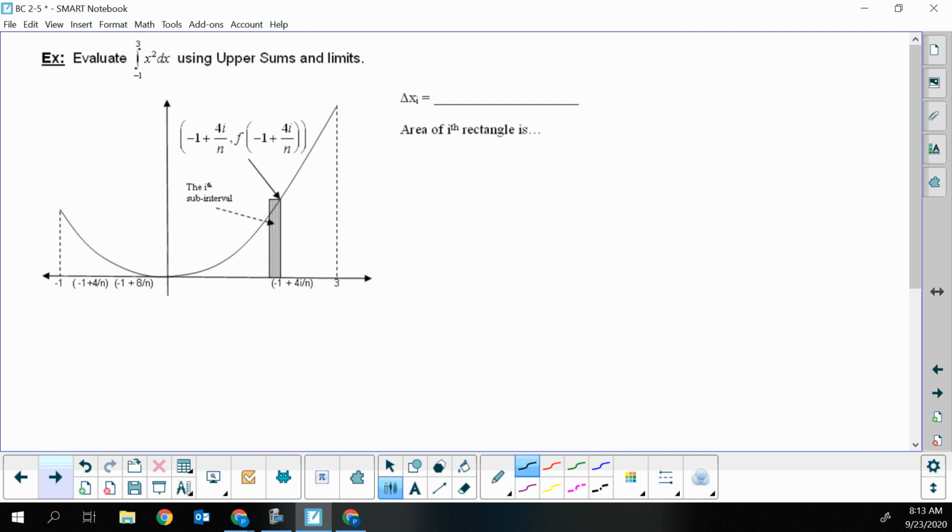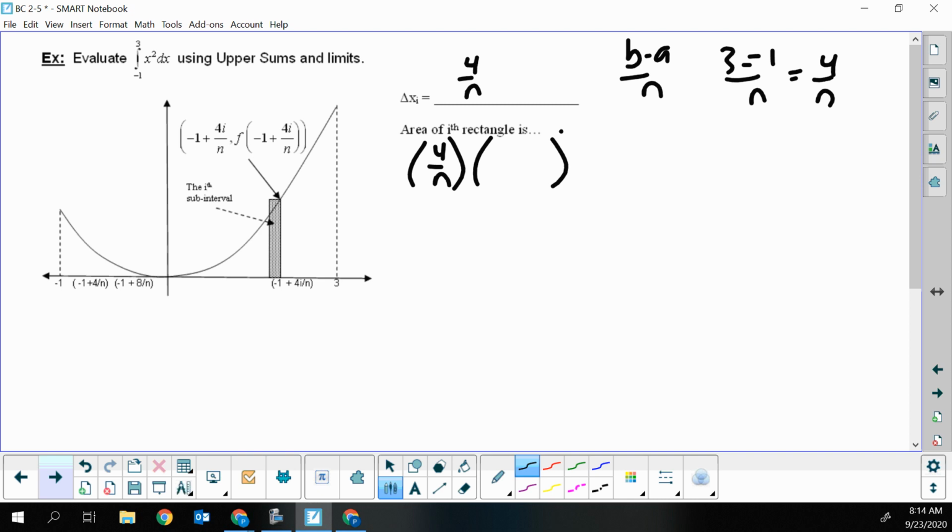So we want to find our width, so we're going to do b minus a over n. So that would be 3 minus a negative 1 over n, or in other words, 4 over n. So our area of the ith rectangle is going to be 4 over n times our height. Well, the height is determined by the equation. Well, our equation this time is x squared, so we're going to have something squared.